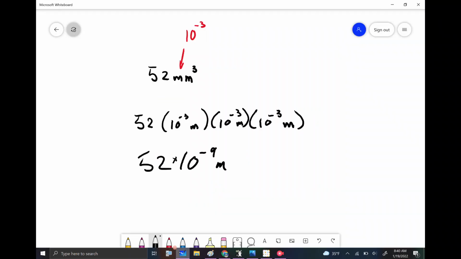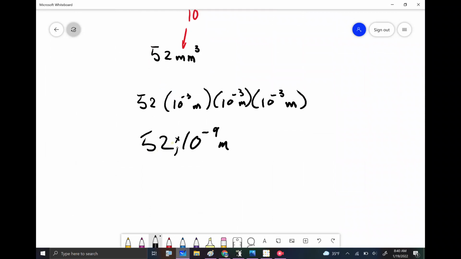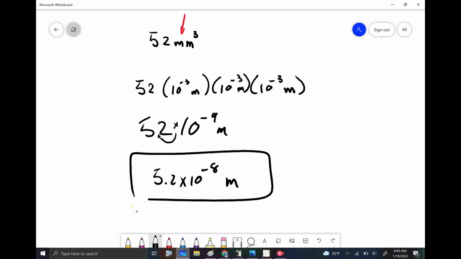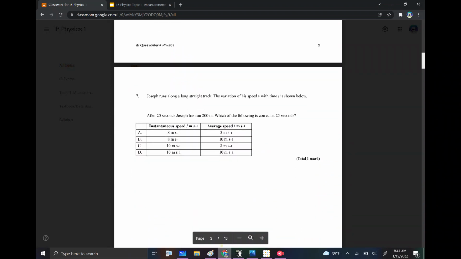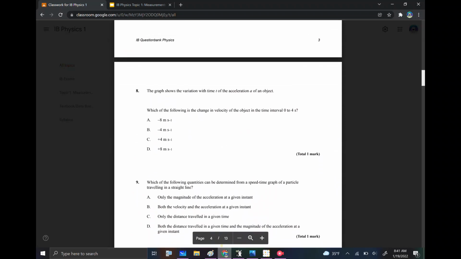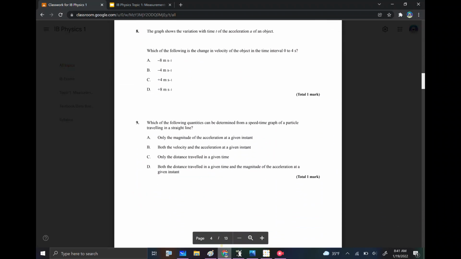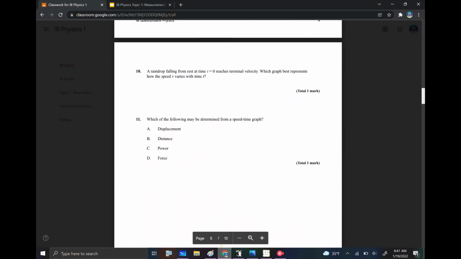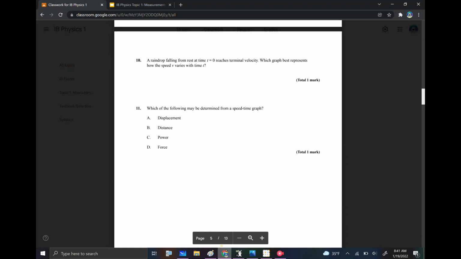5.2 times 10 to the 8, which all they really did was move this decimal place over 1, which makes this 5.2 times 10 to the negative 8, instead of 52 times 10 to the negative 9th. So that would be your final answer for that one. This one, the graph got cut off, so we'll skip it. Graph got cut off for number 8. Number 9 we did in class. Number 10, graph got cut off again.